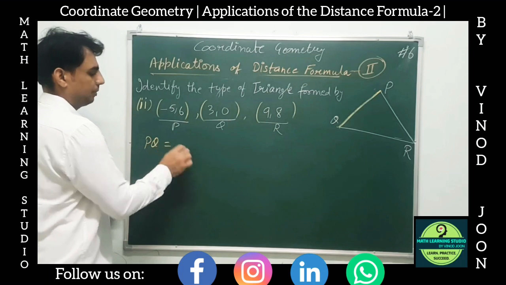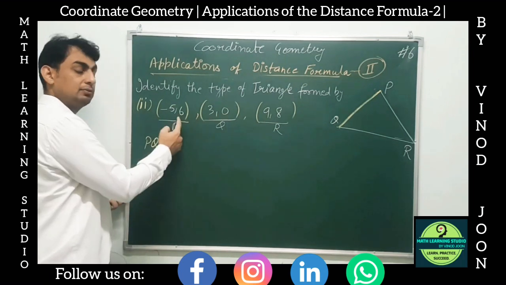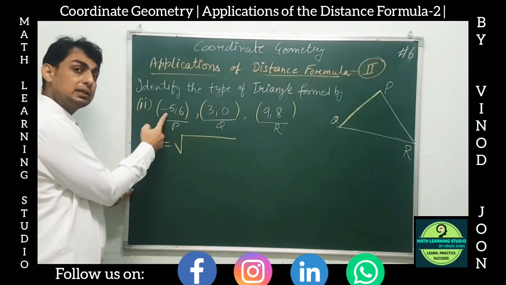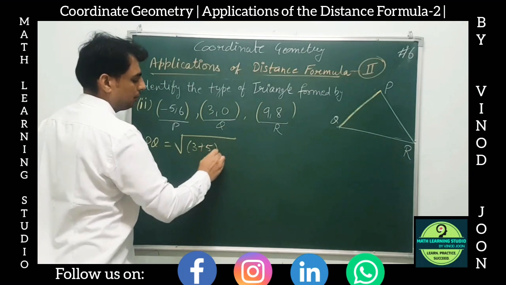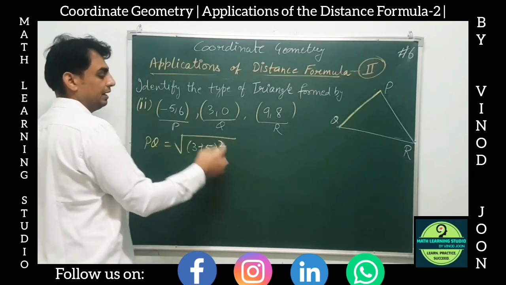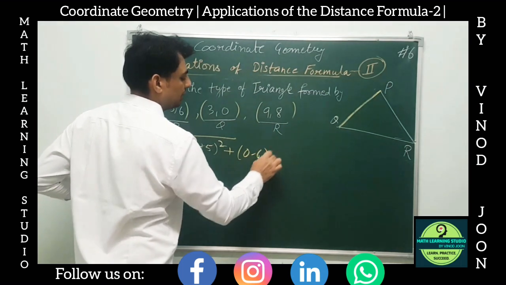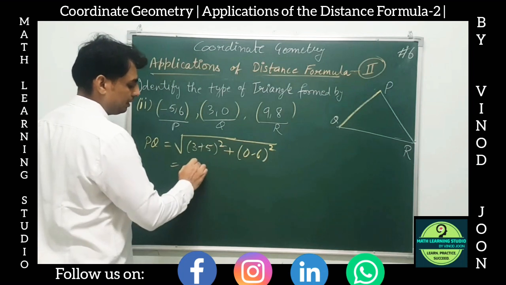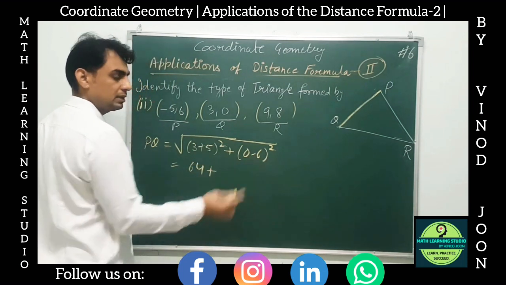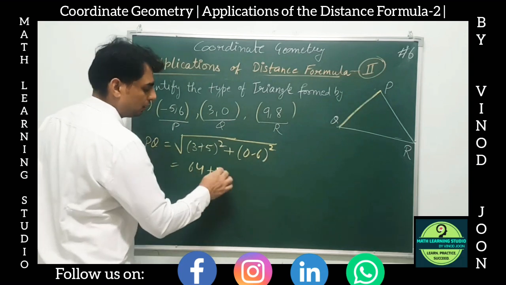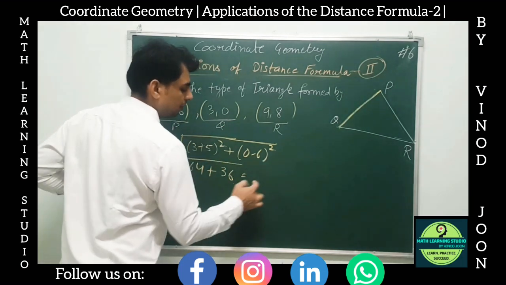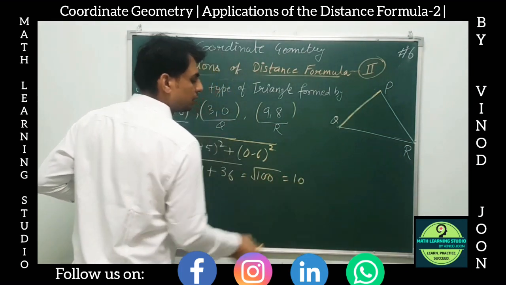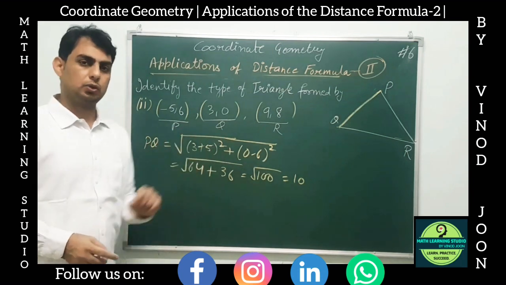So PQ means square root of (x2 minus x1) square plus (y2 minus y1) square. So this will be 3 minus of minus 5, so this becomes 3 plus 5 square, plus 0 minus 6 square, all under the root. This becomes what? 3 plus 5 is 8. 8 square is 64, plus 0 minus 6 is minus 6. Minus 6 square will be 36. This will be what? 100 under the root, and that means the value is 10. So 10 units is the value of PQ.